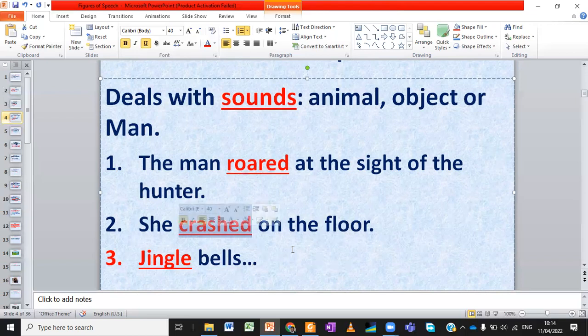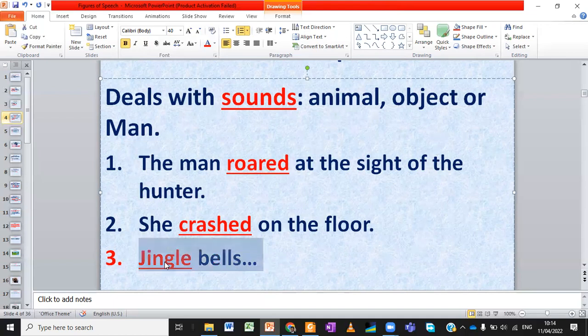The sound when something crashes, it's not just a single sound. You hear it more, you know what I'm trying to say? It's not just one sound like boom. When you say someone crashes, it's many sounds. It will make many sounds. So onomatopoeia deals with the sounds of an animal, sounds of an object, and sounds of a human being.